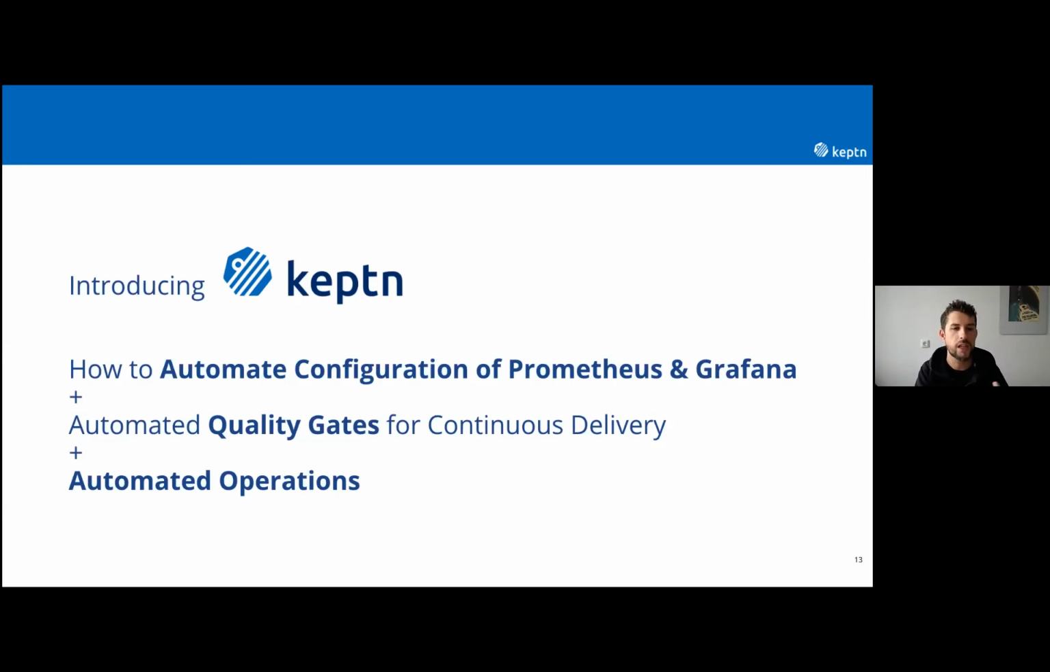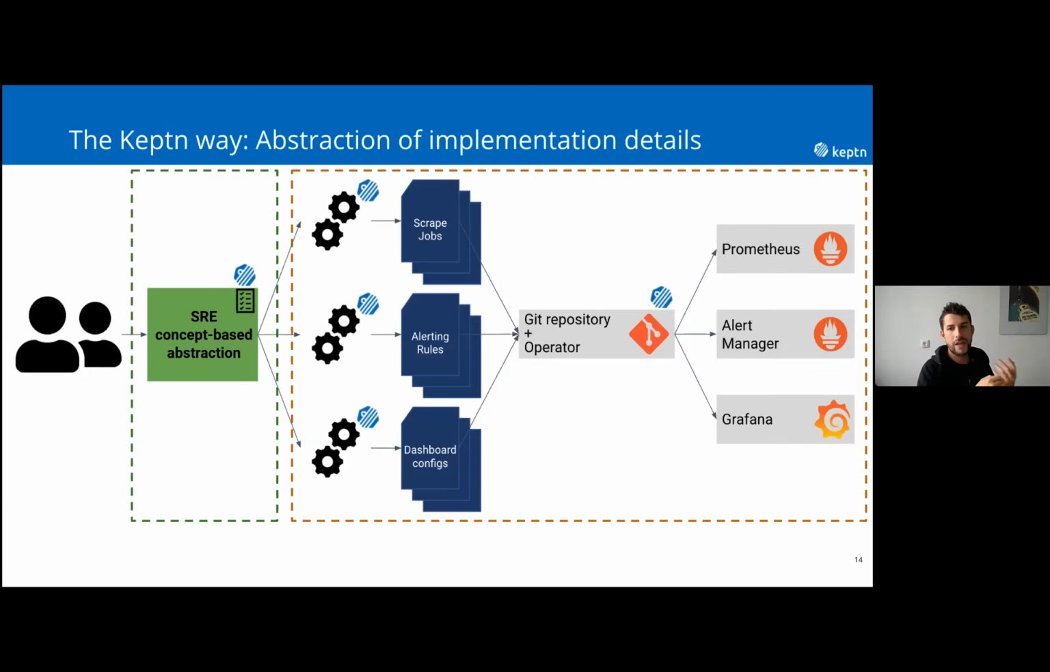But since we needed a way to query all this data in a, let's say, standardized way, we found that we can also automatically configure Prometheus and Grafana, because we have all the information already inside this framework. So how does it work? We basically have a couple of concepts in keptn, or a couple of parts that are already built in keptn.